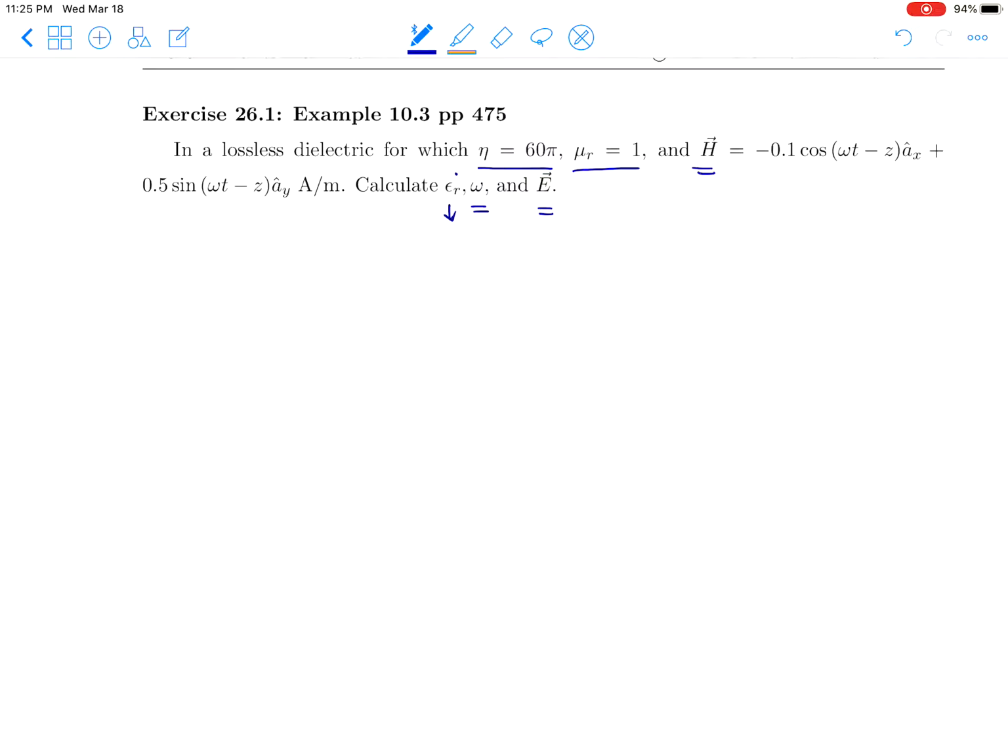So let's write what we know about this problem. The first one is, well, lossless. So the conductivity is 0, the attenuation constant is 0, and from this form, the phase constant is 1 radian per meter. The second thing we know is the wave is propagating along the positive z direction.